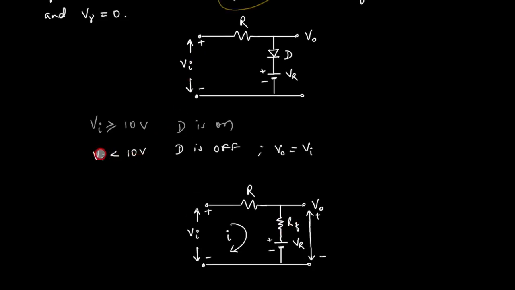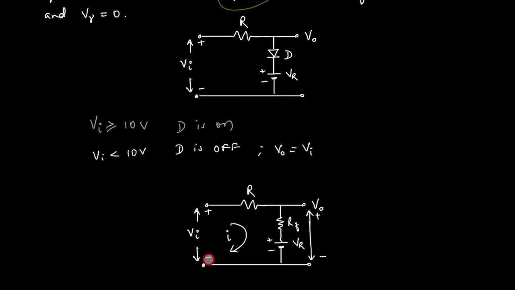When the input is 0 to 10, which is less than 10, what happens? This is more positive, actually it should be more negative than this, so this is off. When this is off, it is open, so whatever you give at input straight away goes to output. But when it is greater than 10, it is forward biased, so it is short, so 10 will be sitting here, and above 10 whatever you give, it will go to the output. Okay, so we shall solve it.